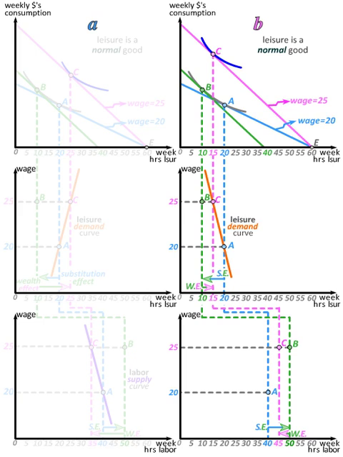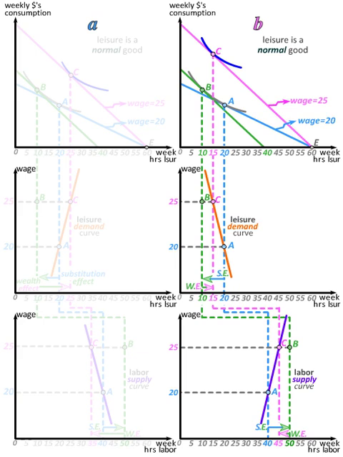The substitution effect is still the move from A to B, and the wealth effect is still the move from B to C. They now point in opposite directions because we have labor rather than leisure on the horizontal axis. Connecting A and C, we then get our labor supply curve, the curve that illustrates the relationship between the wage and the quantity of labor that the worker chooses to supply to the market.